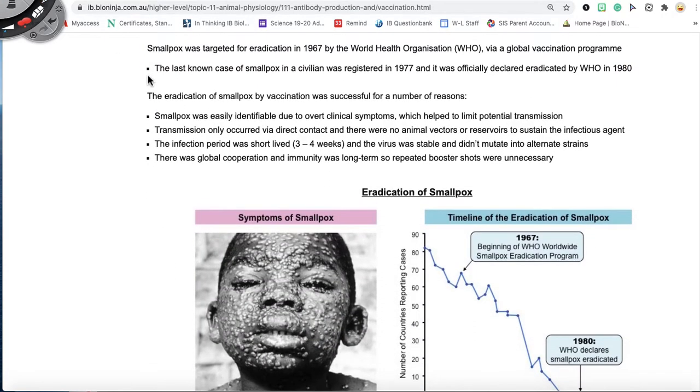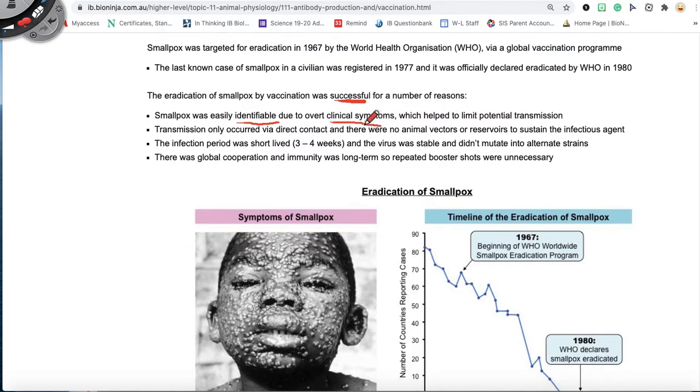Now, there are reasons why smallpox was targeted and why it was successful. Smallpox is easily identifiable due to overt clinical symptoms, so you can tell when a person is infected. For example, you see the blisters, right? Transmission only occurred via direct contact, so the person has to pretty much touch you. There are no animal vectors or reservoirs.